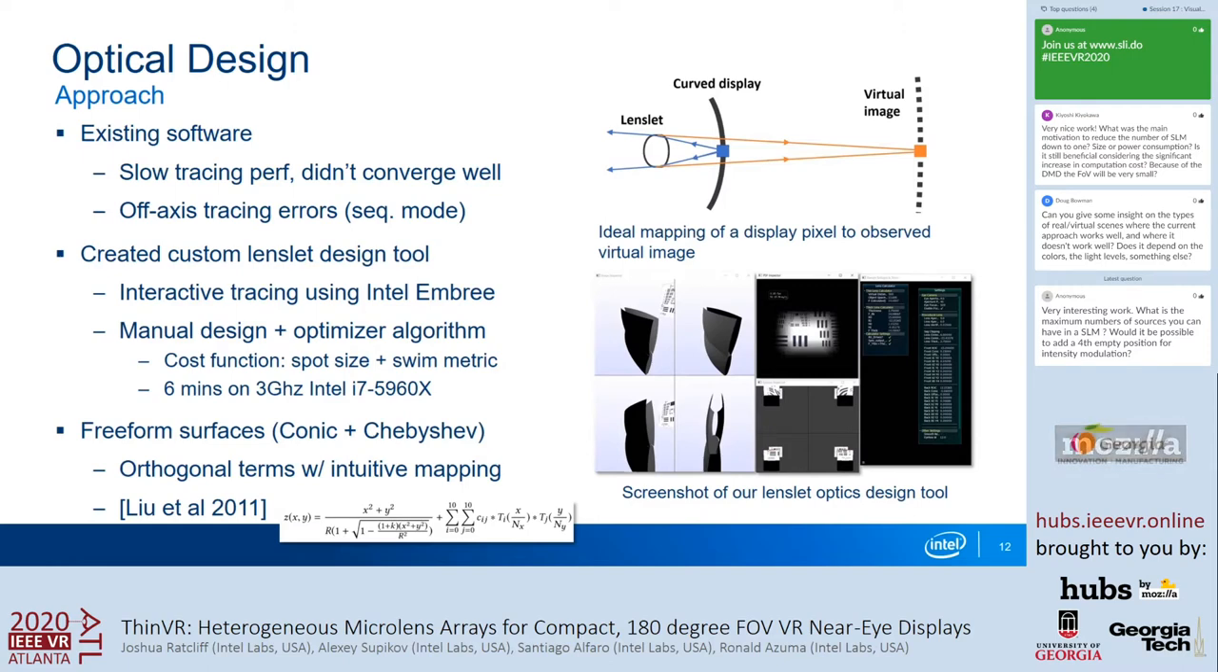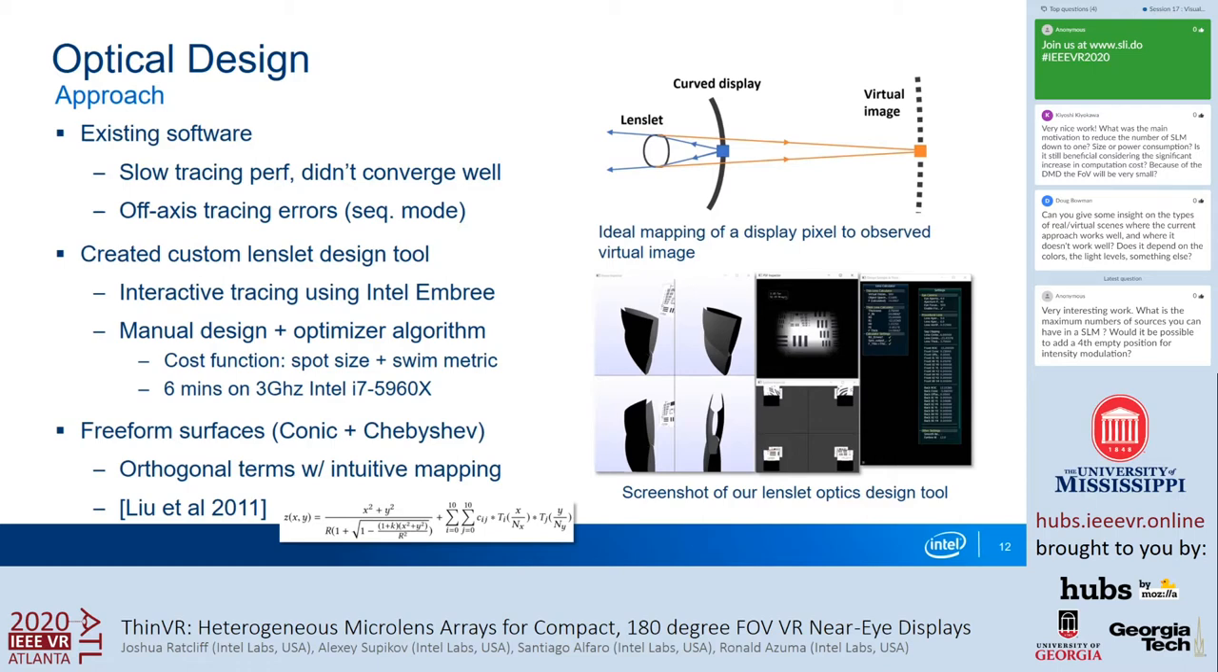Optical design proved to be an interesting challenge. Initially, we tried to use a widely popular commercial lens design package. However, our efforts were plagued by a combination of slow ray tracing performance and ray tracing errors, causing extremely slow design iterations. This made it nearly impossible to converge on designs that minimized both off-axis aberration and pupil swim, to say nothing of other geometric constraints. After much effort, the conclusion was clear. We needed to implement our own lens design software specifically suited to heterogeneous arrays.